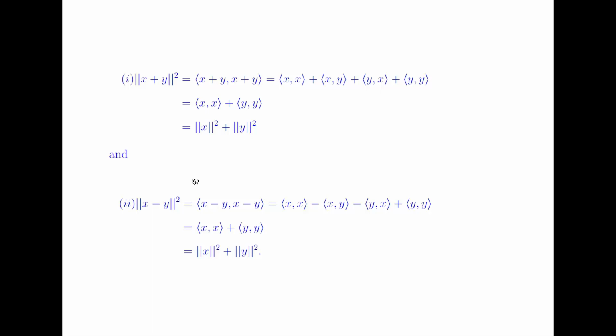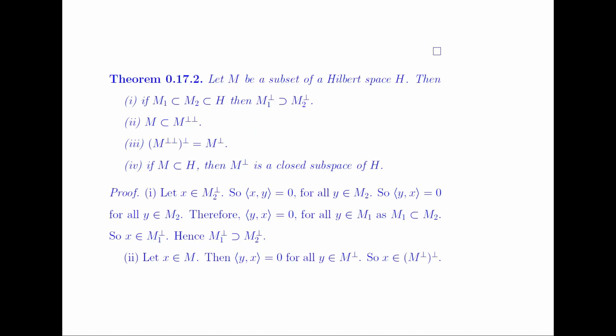We get the result. Similarly, we have norm of X minus Y squared, which is written as the inner product of X minus Y with X minus Y. And we can open it out again using the definition of inner product space, and it is equal to again these two parts which are proved. Hence the result.